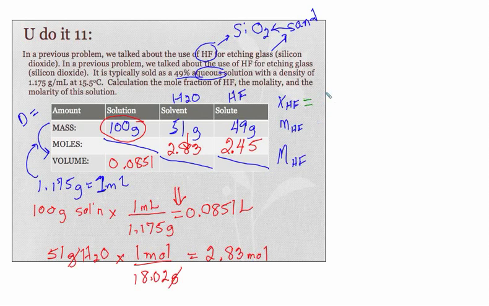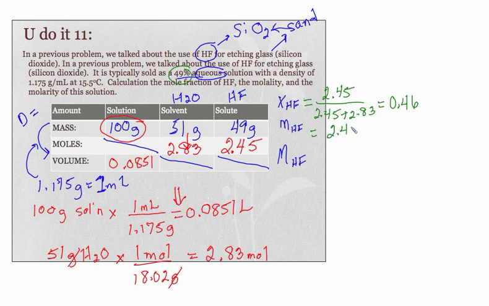So the mole fraction of HF is going to be the moles of HF, 2.45, over the total moles, 2.45 plus 2.83. And I get 0.4640. We're going to call that 0.46 because I only have 2 significant figures in that original percentage.